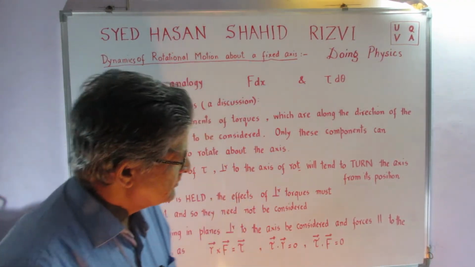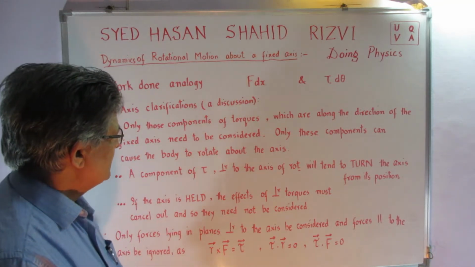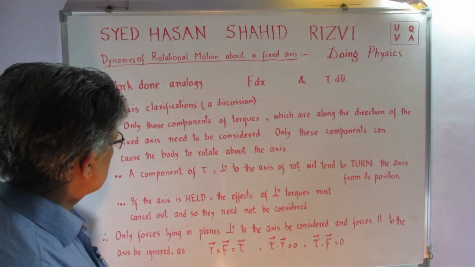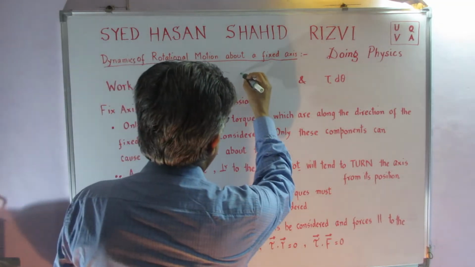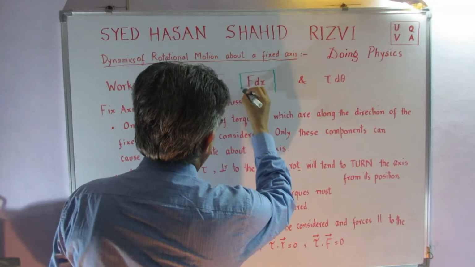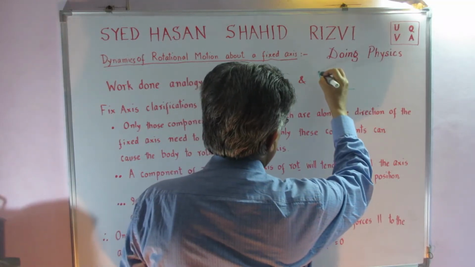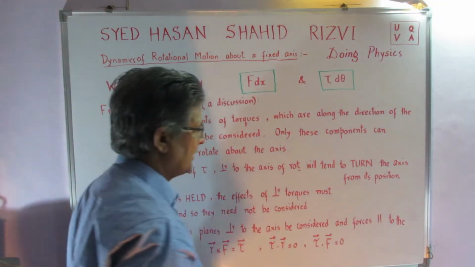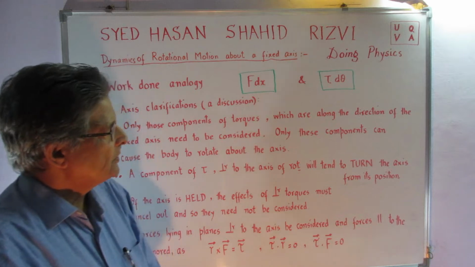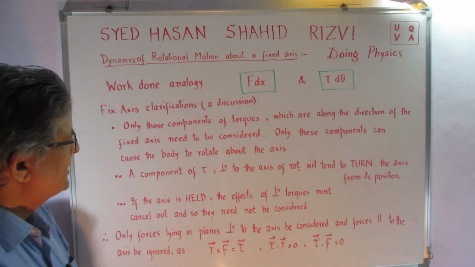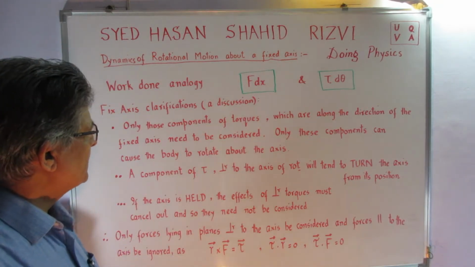In the dynamics of rotational motion about a fixed axis, we will talk about the work done, and we know that work done in translational motion is given by F dx, and that in the rotational motion about an axis is given by torque into d theta, where dx and d theta are the linear displacement and angular displacement respectively.